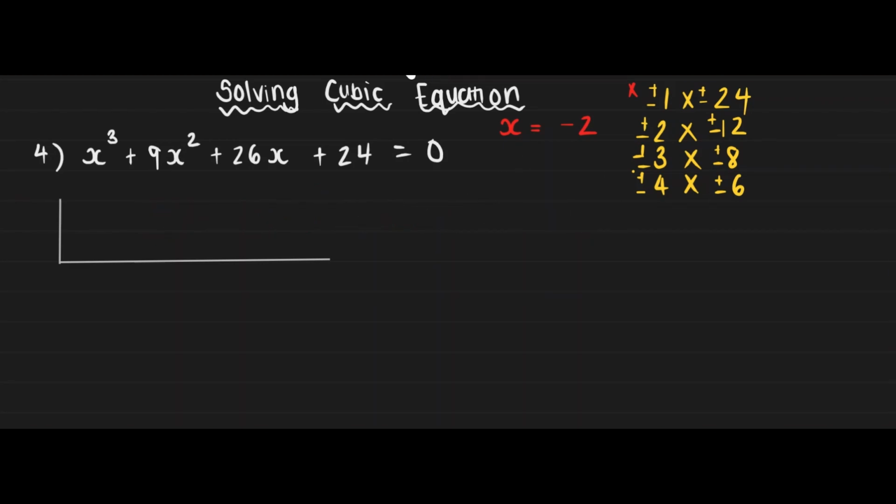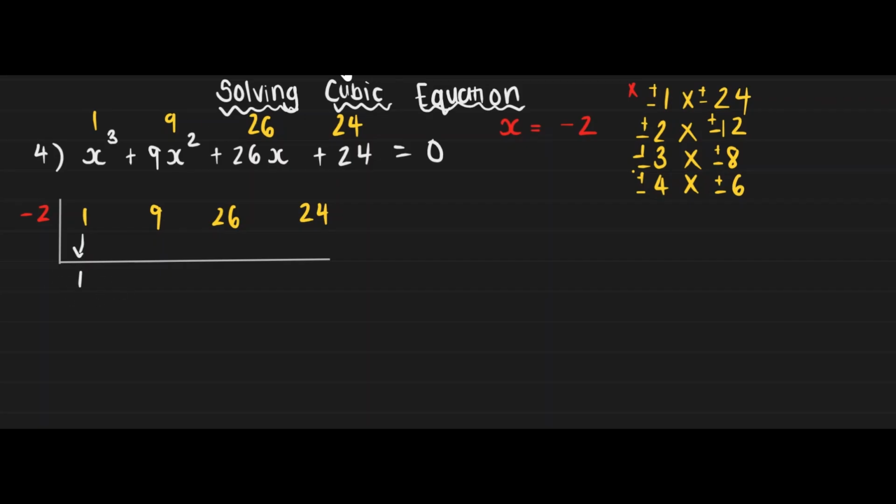So now what we're going to do is find the coefficients so that they can come here. The coefficient of x cubed is 1 here. Then the coefficient of x squared is 9. Then the coefficient of x is 26, and the constant is 24. So you're going to write those numbers here: 1, 9, 26, and 24. Then your factor that you got is -2. Then we're going to drop the first number, which in our case is 1, and write it here.